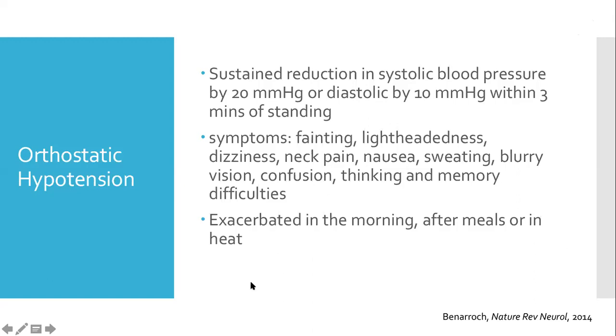So symptoms of orthostatic hypotension, there can definitely be fainting if it's more severe. There can be lightheadedness. There can be dizziness. Those are the most common. Sometimes there can be neck pain in this coat hanger distribution, which is neck into shoulders. Often, again, when somebody changes position, and other things that come along with lightheadedness, like blurry vision, confusion, some thinking and memory issues if the blood pressure is low.